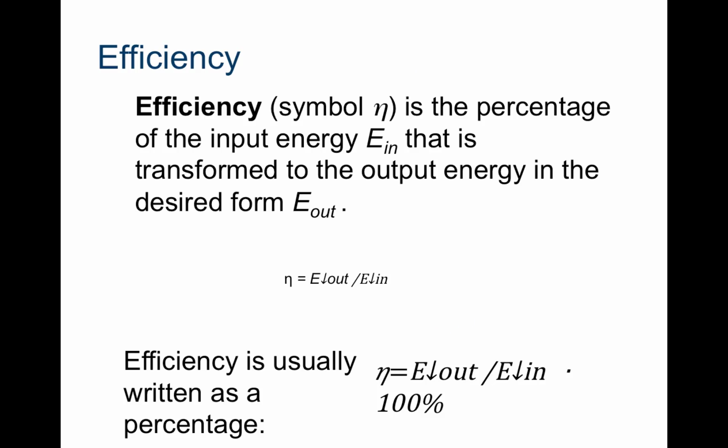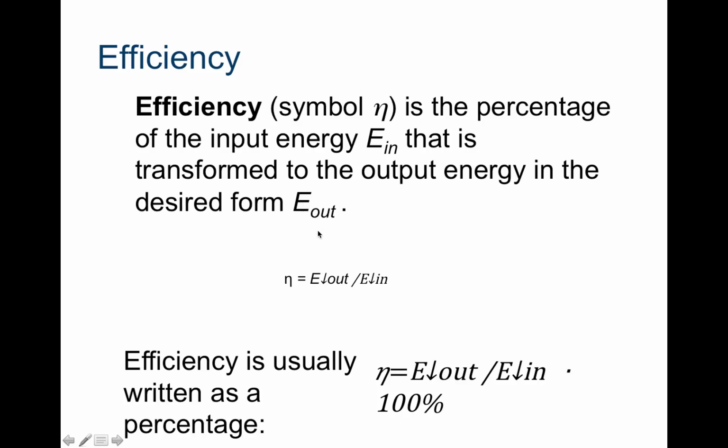Efficiency, how to calculate efficiency. This is what you would maybe think of anyway. The symbol here is eta, E-T-A. You pronounce it kind of like theta, but eta. It looks like an N with a really long second leg, I guess. It's the percentage of the input energy that is transformed to the output energy in the desired form. So that's what you want.